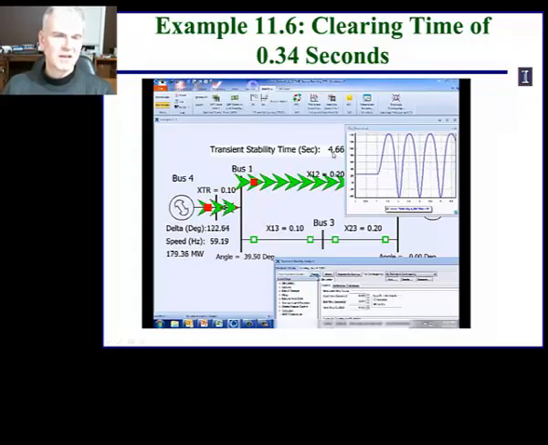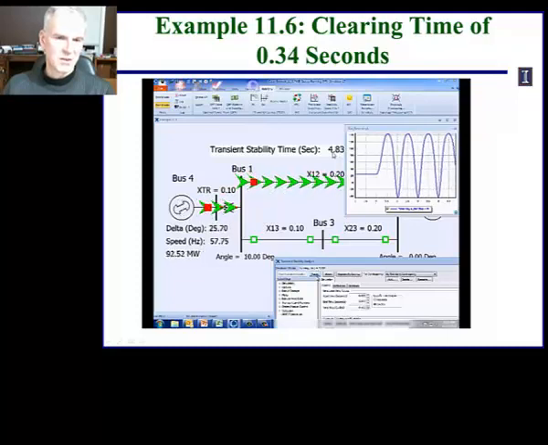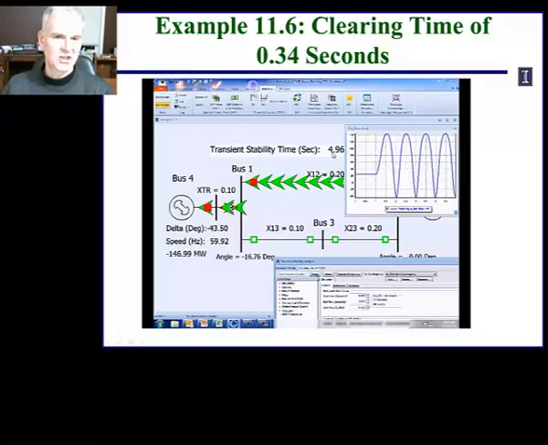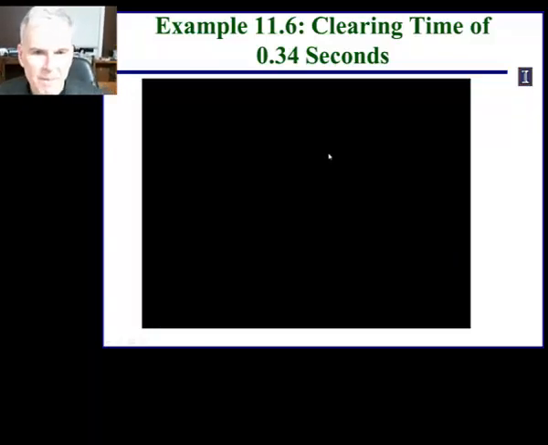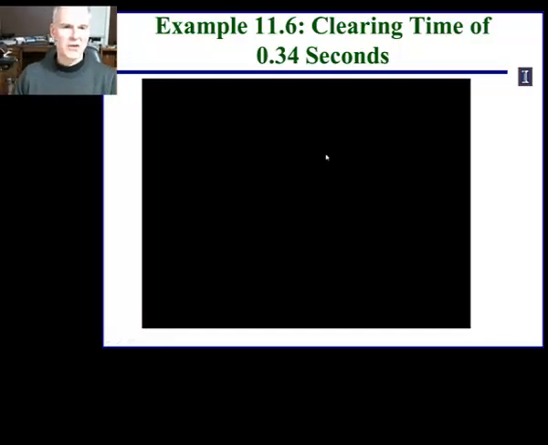Okay, but one of the nice things about solving this in a simulation package is you can easily change the fault clearing time for the system. Okay, and I encourage you to download the software. This is actually example 11.6 from the sample cases that come with the software, which are also the cases that are included in the Glover, Sarma, Overbye Power System Analysis book.